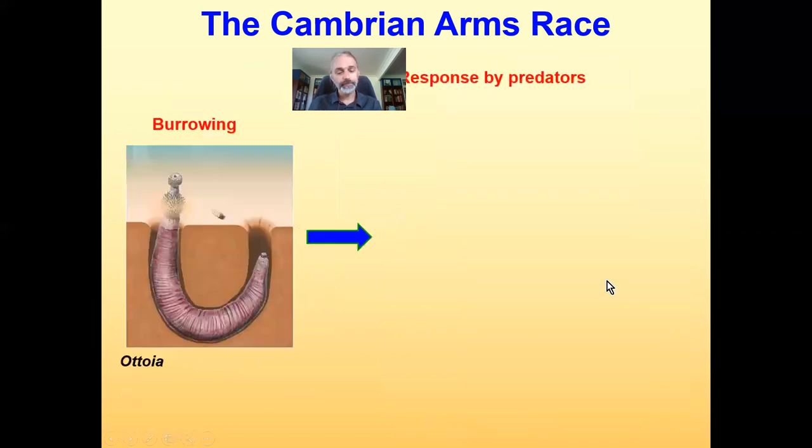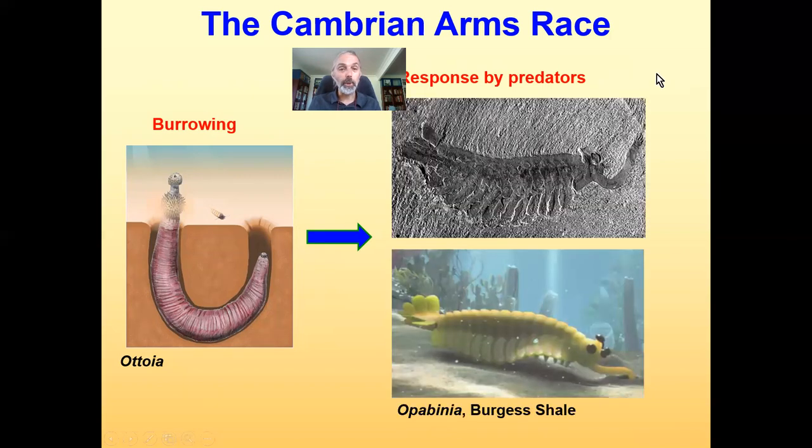But every invention and every evolution of prey will create an arms race amongst those predators to get against it, to become yet one step better. So if a creature like Otoya learns how to burrow, some predator is going to evolve a snorkel-like long mouth to get into the hole to get to the food. That's exactly what we see in the most amazing Burgess Shale fossil called Opabinia.